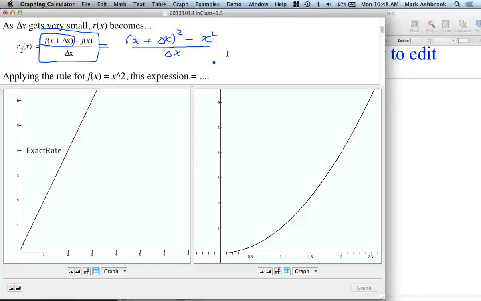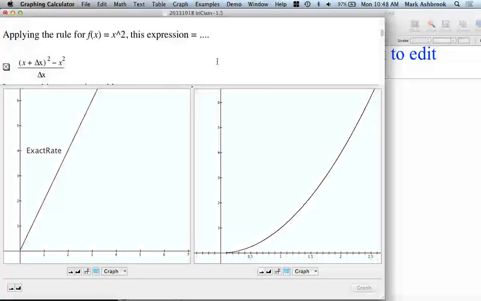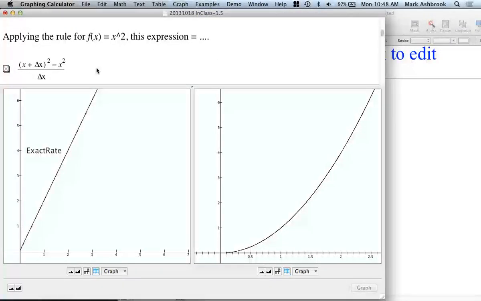Okay, so now we've got that. We want to actually work this out quickly. So this is what you're going to have to do in your quiz, and I gave you the two possibilities in your quiz. So how do you multiply that first part? x squared plus 2x delta x plus delta x squared.